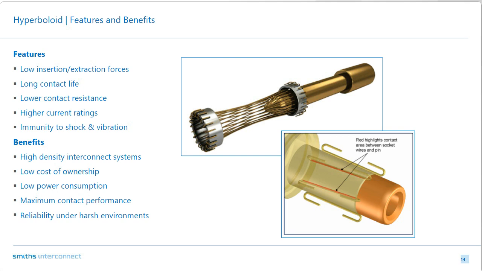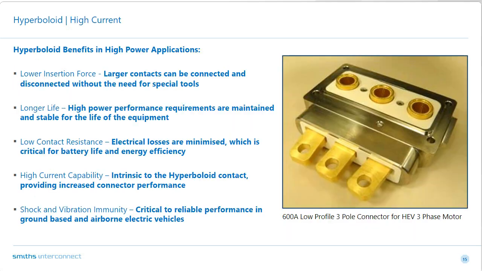So these are, like I say, the more general features and benefits, but what does that mean for high power, high current applications? So the lower insertion force means that larger contacts, which you need for high power applications, can be connected and disconnected without the need for special tools.